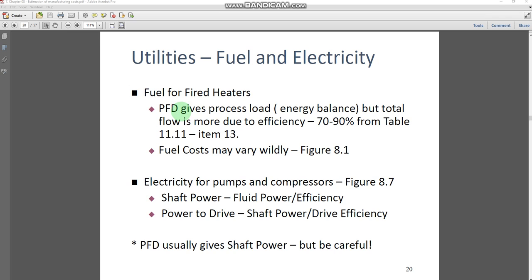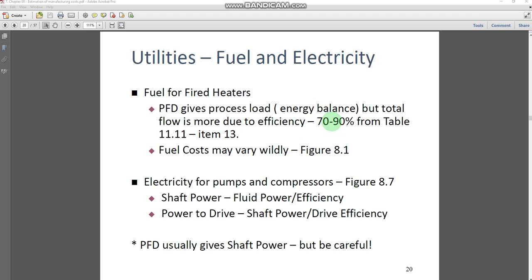Okay, but the actual equipment, the heaters or heat exchangers, they do not perform at 100% efficiency. So you have to incorporate the effect of the losses within the process.